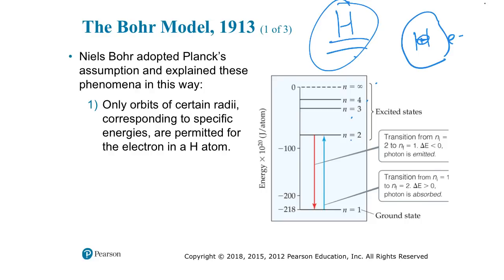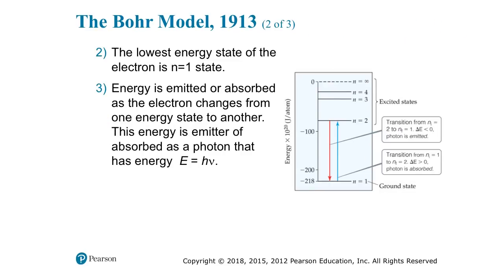Then the atoms are created in these high energy states that then relax back down into a lower energy state. So if we produce H atoms in these highly energetic states, then these states can transition back down to a lower energy state, and then a photon of light equal to that difference in energy is emitted from that light source. So the whole idea here: only orbits of certain radii corresponding to specific energies are permitted for an electron in an H atom. That's why we see only 4 distinct lines.